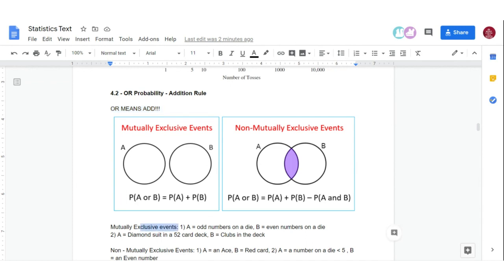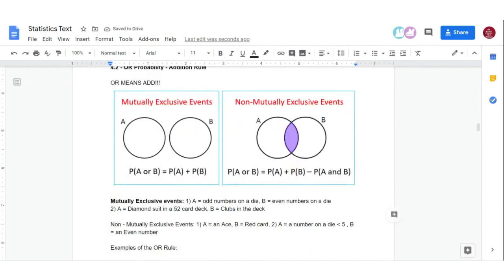So examples of mutually exclusive events are, let's say A is the odd numbers and B is the even numbers on a die. Those two things fit together. There are three of them each, and so there's no overlap. They're kind of interlacing. There's three odds, three evens. You put them together and you've got all the numbers on the die. But there's no overlap, so they're considered mutually exclusive.